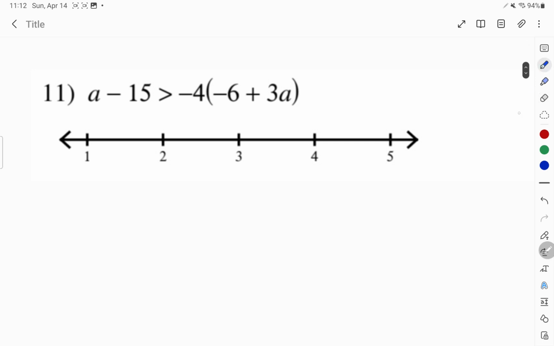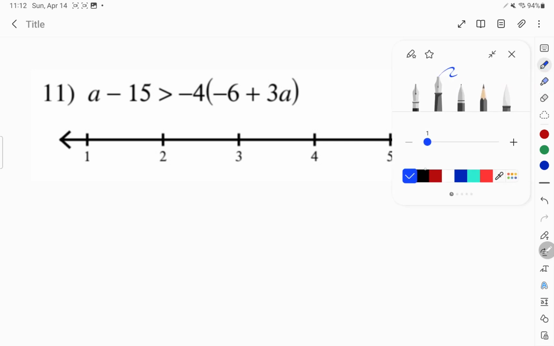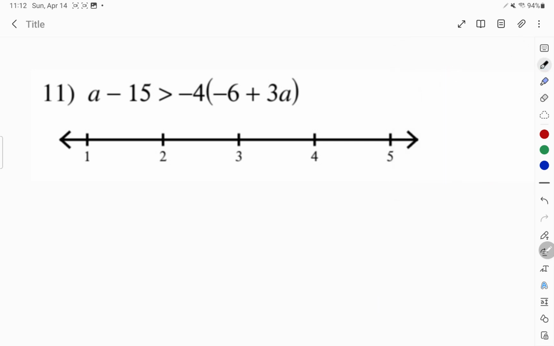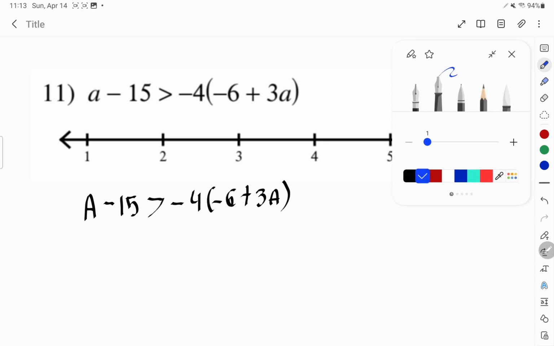Let me copy it down here, because I don't want to write on top of the line, because we're gonna have to go ahead and graph them, and I do kind of want you guys to graph this one as well. Let's go ahead and start. So we're gonna have negative 15 is greater than negative 4 parentheses negative 6 plus 3a. What we're gonna do here is that I'm gonna go ahead and distribute.